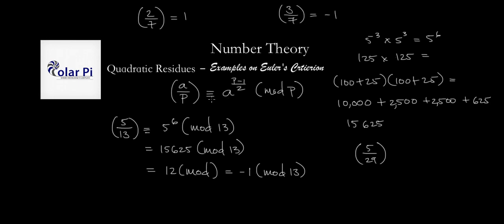So you see that if either a or p got too big, it becomes impractical to use Euler's criterion to calculate the Legendre symbol. Lucky for us, there are properties of the Legendre symbol that we can use together with Euler's criterion. In future videos, I'll show you how to calculate the Legendre symbol even when a and p are both really big.